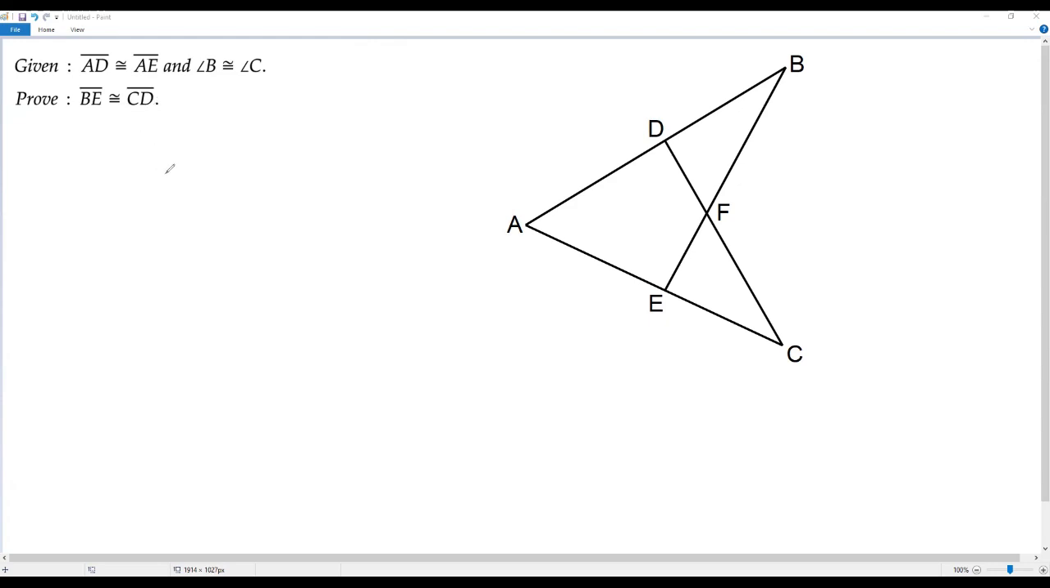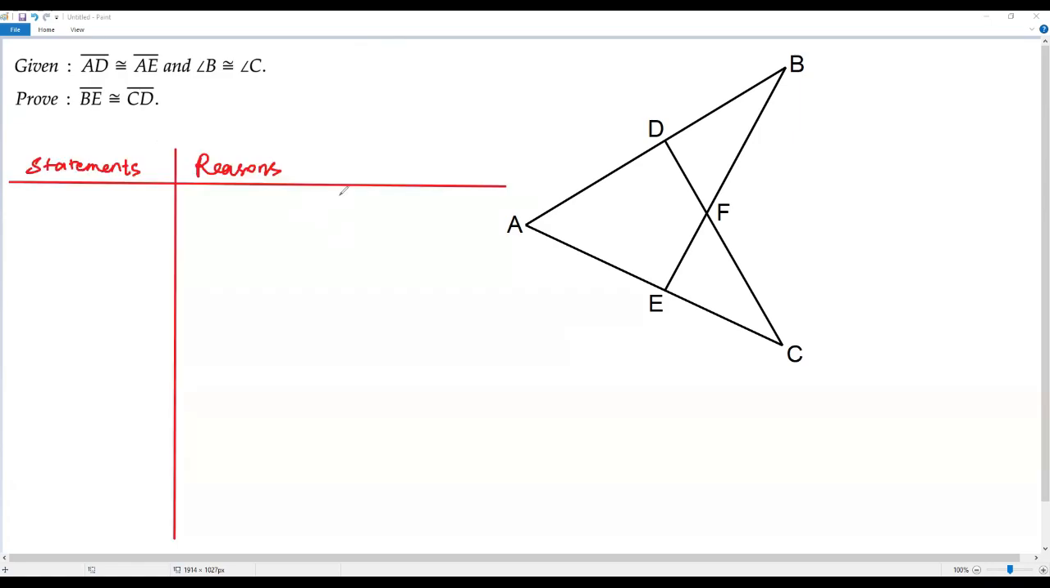Okay, so since it's a two column proof, first let me write the required stuff. Here I have written two columns. In the first column I am going to take statements, and in the second column I am going to take reasons. Okay, now first let me consider the given information, that is line segment AD is congruent to AE. Let me write it over here. It's congruent to AE. So the reason is given. It's given in the question itself. The second one is angle B is congruent to angle C. So that is also given in the question itself.